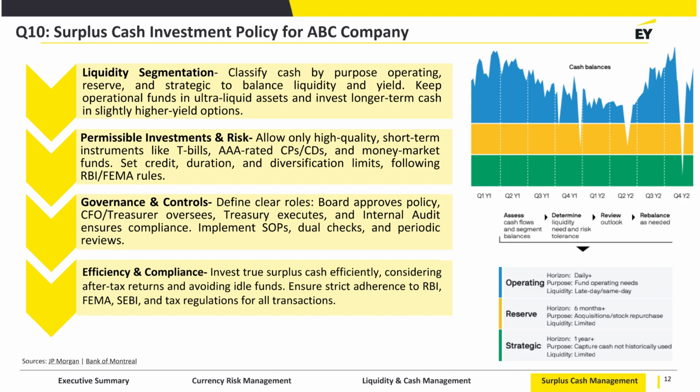Lastly, we talk about efficiency and compliance, where we invest true surplus cash efficiently, considering specifically after tax returns, and we avoid keeping funds idle. Also, this step ensures that our investment policies are in line with the regulations of the various subsidiaries and countries that we operate in. The right side infographic aims to talk about the split in the cash reserves based on the 3 cash pools, namely operating, reserve, and strategic.